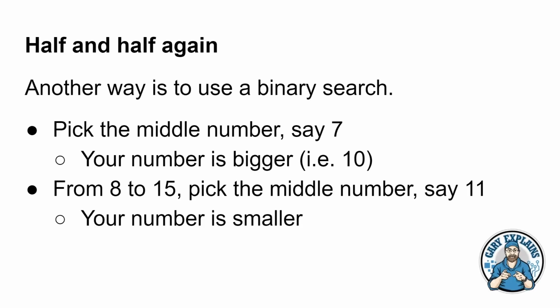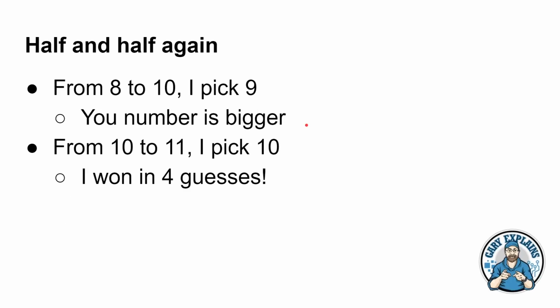And so now I could pick another number. I pick the middle number between 8 and 15, and I might pick 11. By the way, we're rounding down here. Obviously 7.5 would be the exact middle, but if we round down, we call it 7. In this case, we're going to 11. You say, no, my number is smaller than 11. So now I know I need to pick from 8 to 10, and I pick the middle number, which is 9. You say your number is bigger, and then finally I pick 10, and I won. I got it in 4 guesses, and I would get it right every single time in 4 or 5 guesses. And actually, if you use that same strategy, within 20 guesses I can guess any number between 1 and a million.